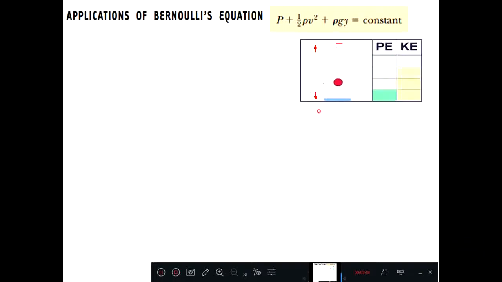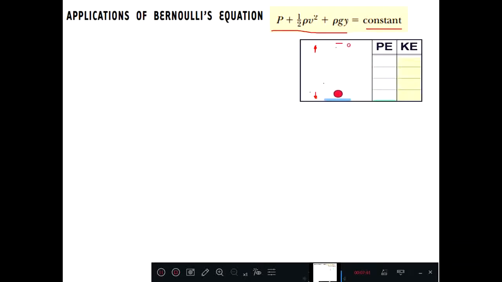Like that, in Bernoulli's equation, when we take the sum of three forms of energy: the pressure energy, that we get because of the pressure applied to the fluid to make it move; the kinetic energy it gains because of the motion; and the potential energy because of the position. The sum of all three forms of energy will be constant. I hope this is clear to you.